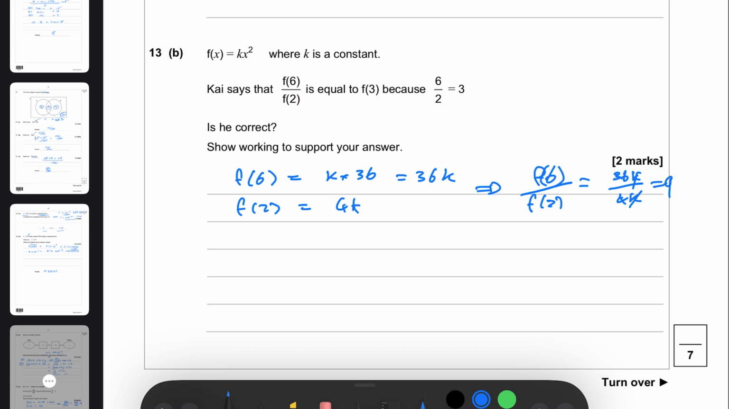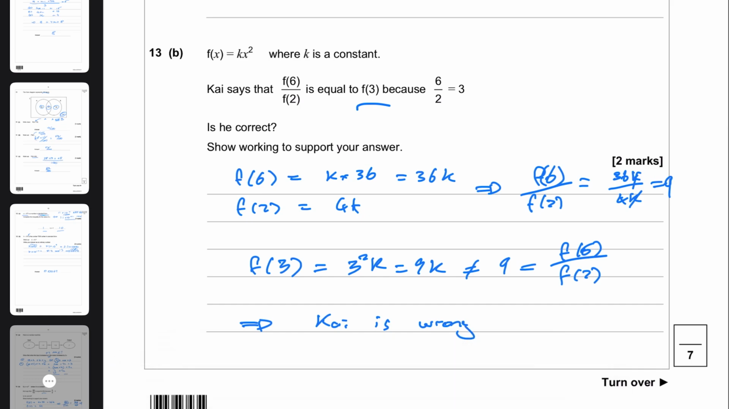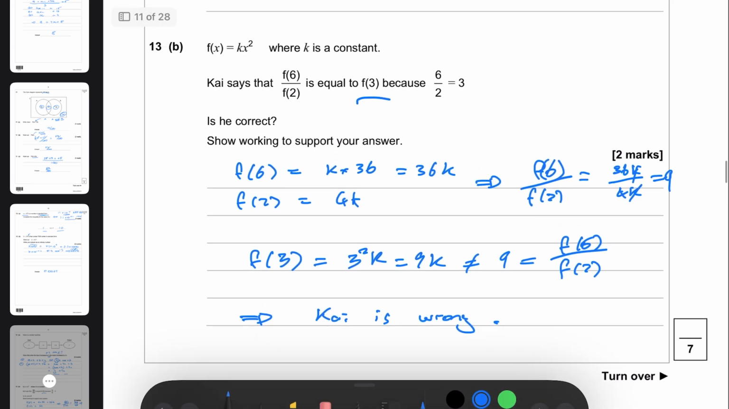And let's verify: f of 3 is equal to 3 squared k, which is equal to 9k, which is not equal to 9, which is what f of 6 divided by f of 2 equals. So Kai is wrong and should study more. He definitely should be more careful with his maths homework.